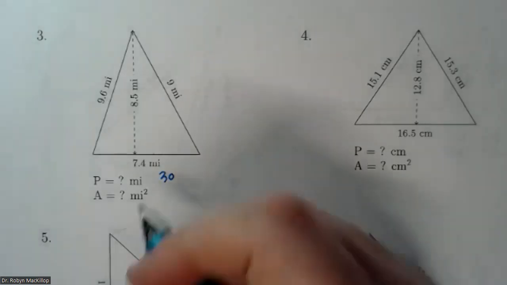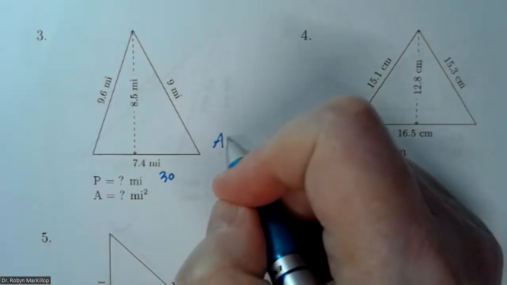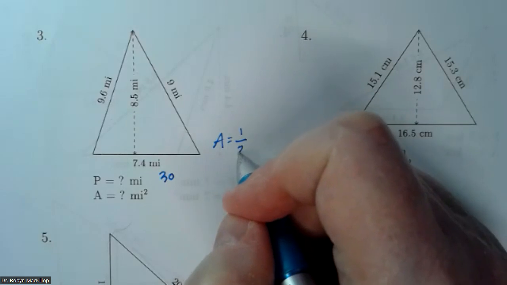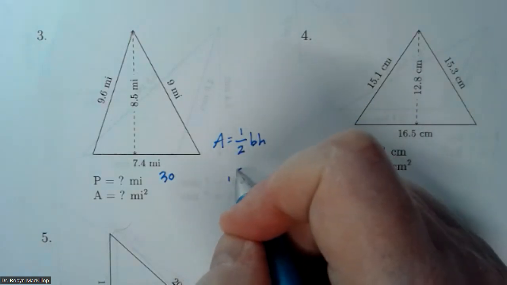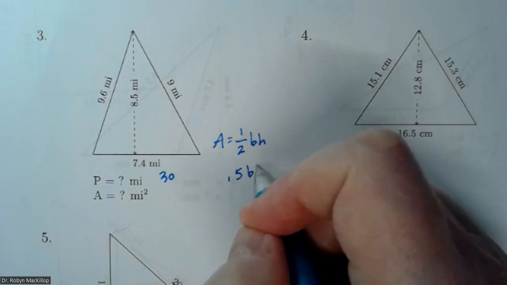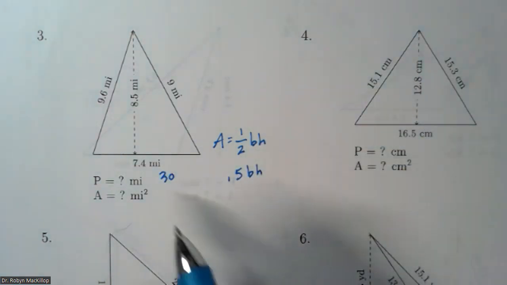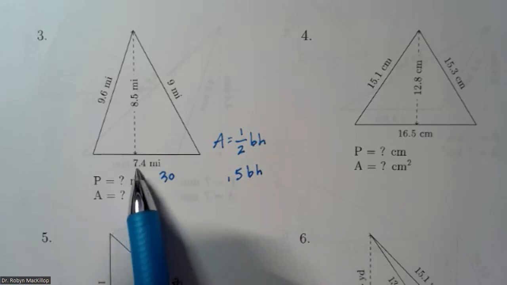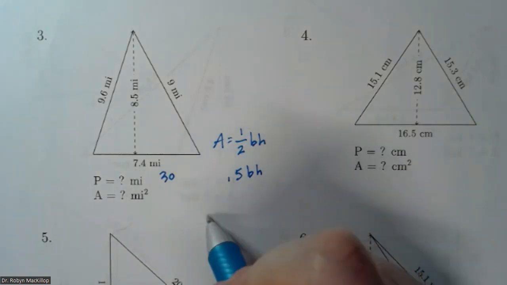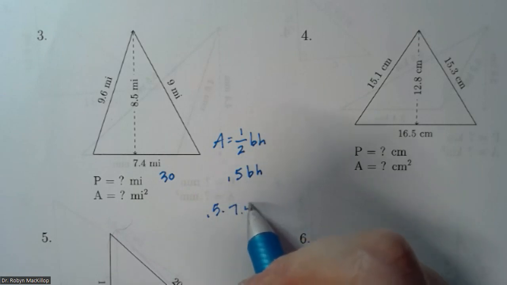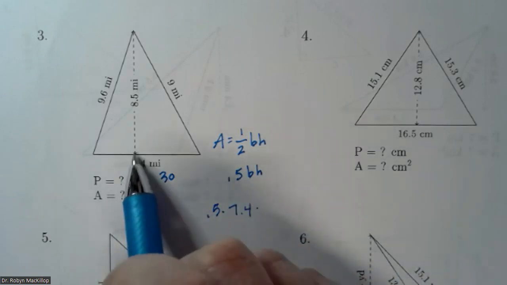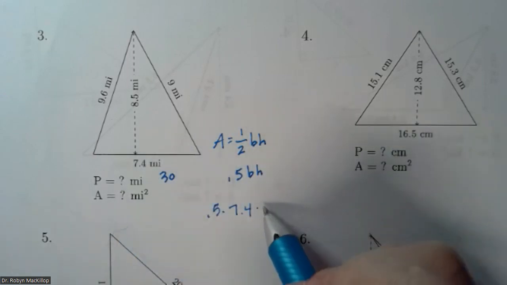And then the area is going to be 1/2 base times height, or you can use 0.5 times base times height. So that means 0.5 times the base is 7.4 times the height, which is 8.5.